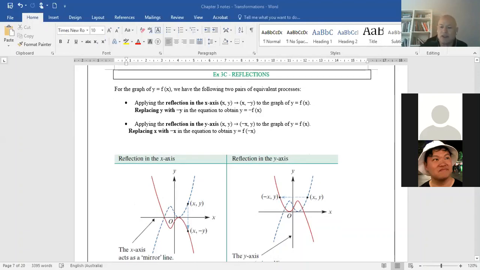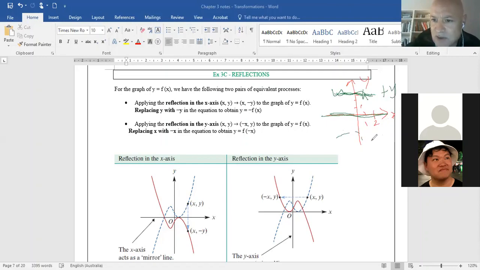Okay, so this time we're doing reflection. So we know that if we have our axes here, this is where the x's are positive, this is where the y's are positive, of course, etc. If we are reflecting in the x-axis, then all these x values, all the positive y values are going to come down here because they're reflected, it's a mirror image, and all the y's are now going to be negative y's.